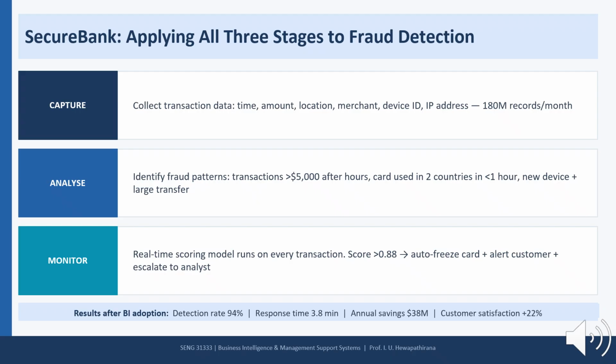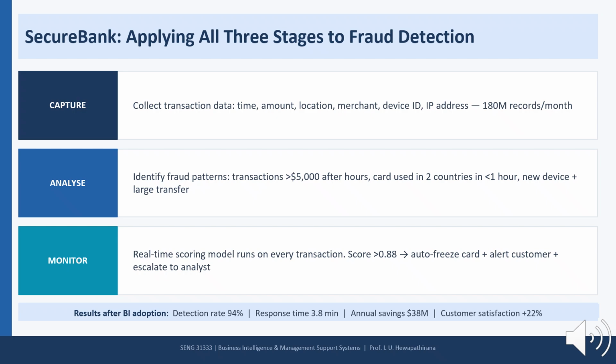Now look at the results shown at the bottom of this slide. After implementing this 3-stage BI program, Secure Bank achieved a fraud detection rate of 94%. The average response time is 3.8 minutes. Annual fraud savings total $38 million. And customer satisfaction improved by 22%. Because customers now feel protected and receive rapid communication when something looks wrong.